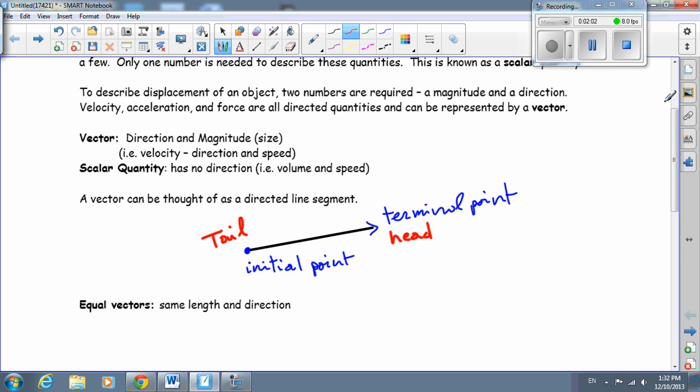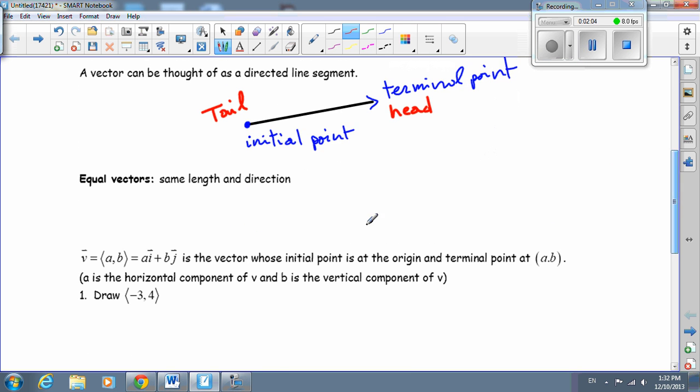Equal vectors. Equal vectors are vectors with the same length and direction. So if I'm looking for equal vectors, let's say this is the first vector. I will draw it like this. In order for me to draw another vector, it must be parallel to the first one with the same magnitude, meaning the same length. These would be equal vectors.